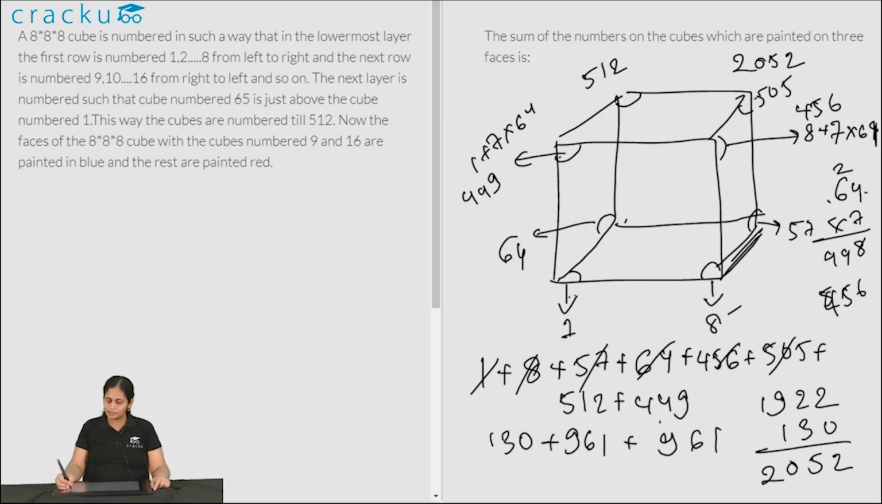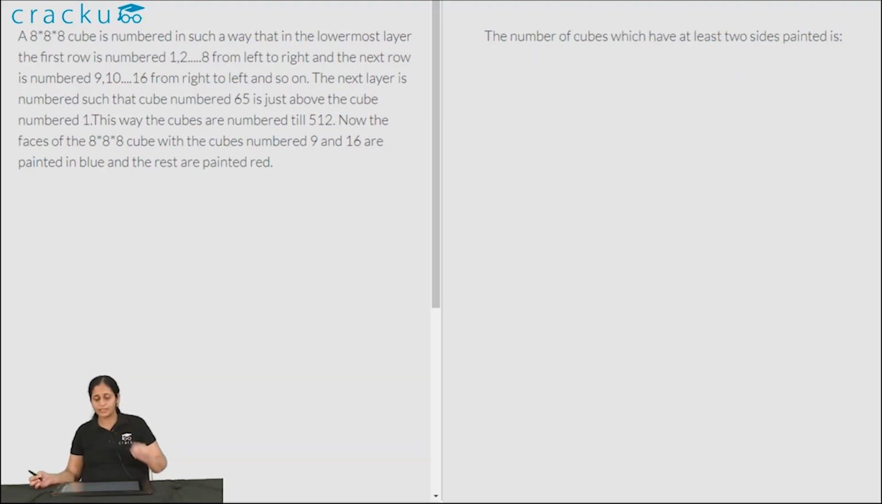Now let's go to the last question. The number of cubes which have at least two sides painted is. Now to answer this question, you do not need to consider the individual numbering of each unit cube. You can just calculate it by using basic cube concepts. So the number of these which have at least two sides painted is, here there's no restriction that it has to be only blue paint.